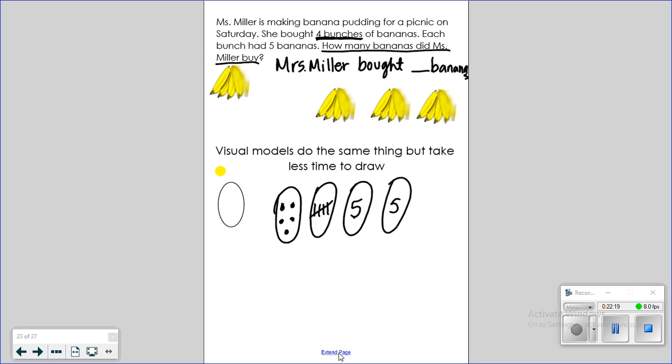Lincoln? How many bunches? Do I have 1 bunch? How many bunches do I have? 4. So I can write 4 groups of 5, and since I'm writing, that means you are writing. I can write that as an equation, which looks like this: 4 times 5.